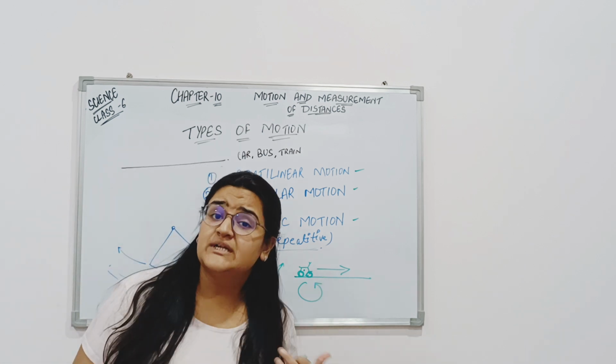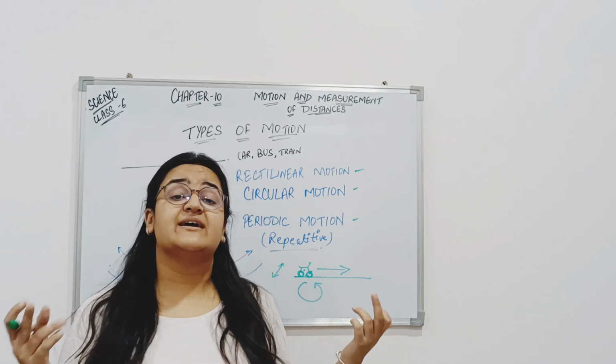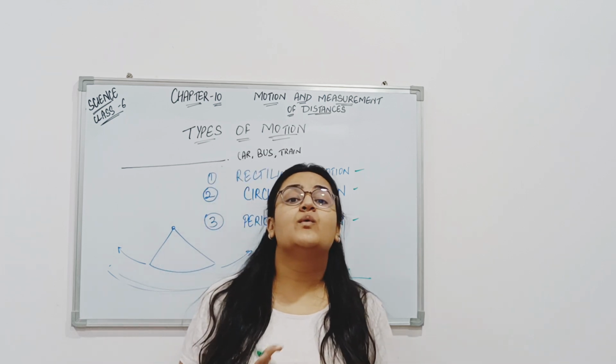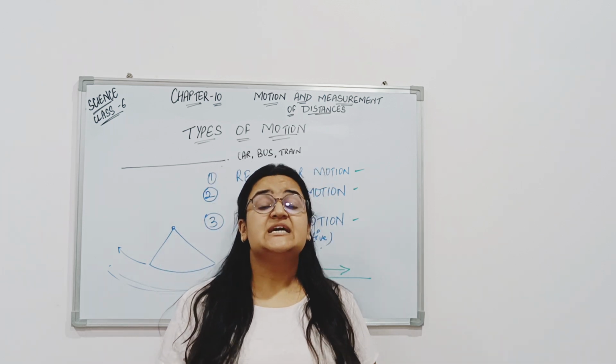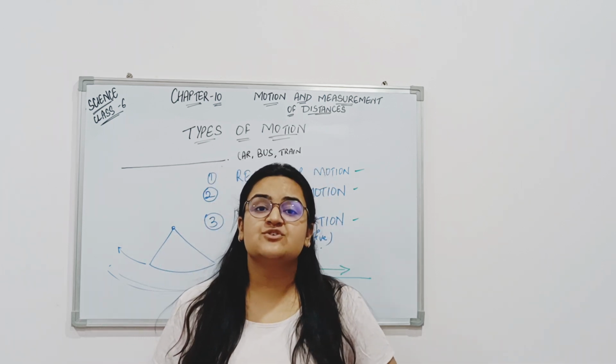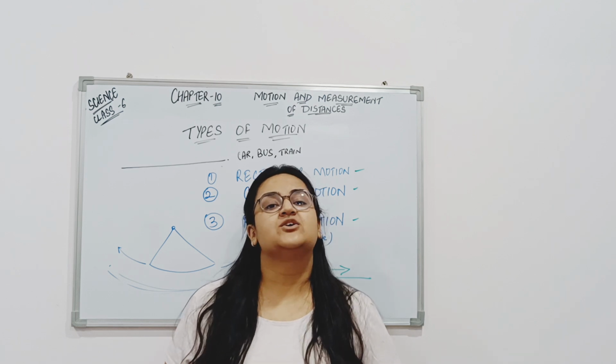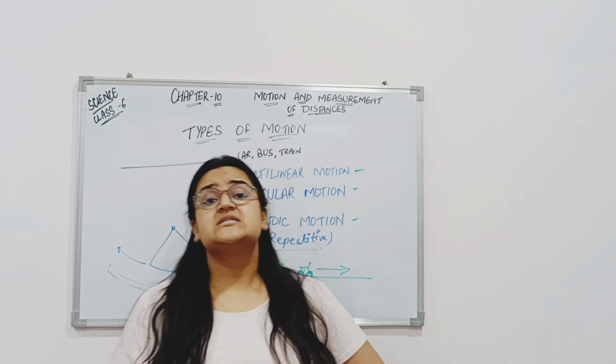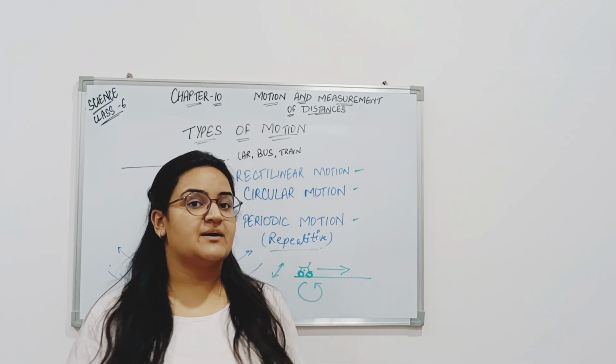Now, concluding this chapter, we have to once again revise the definition of motion. What is motion? Motion is the change in the position of an object over a period of time. So with this, we have completed our chapter number 10.